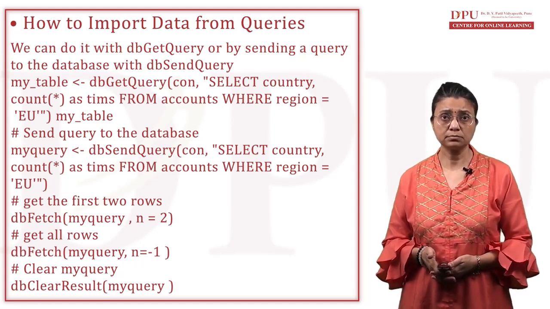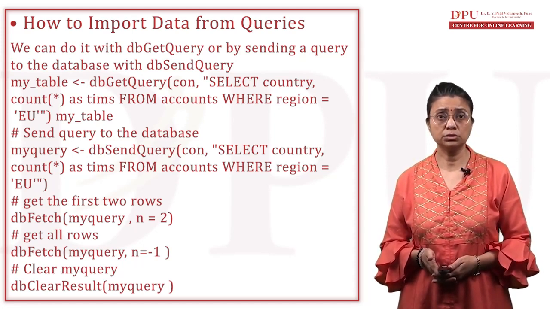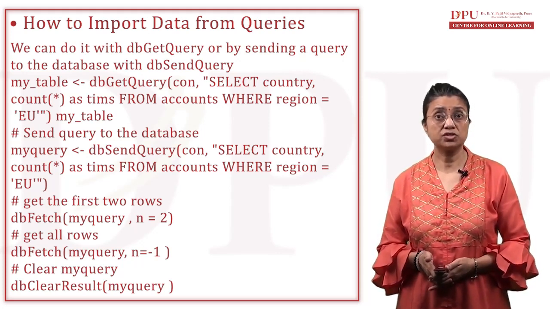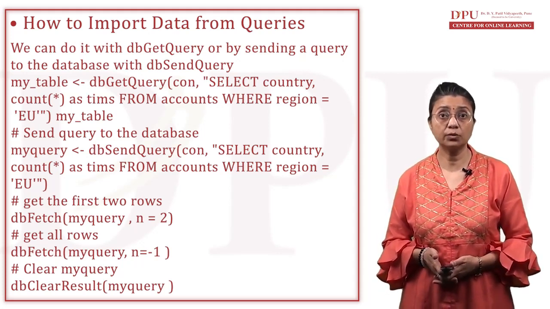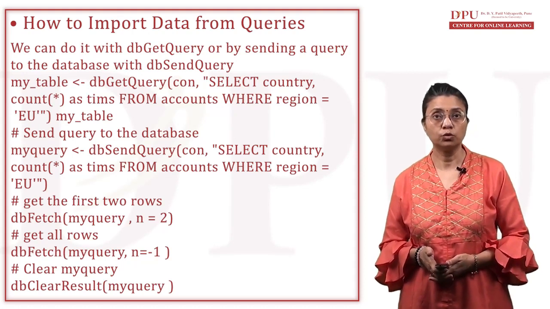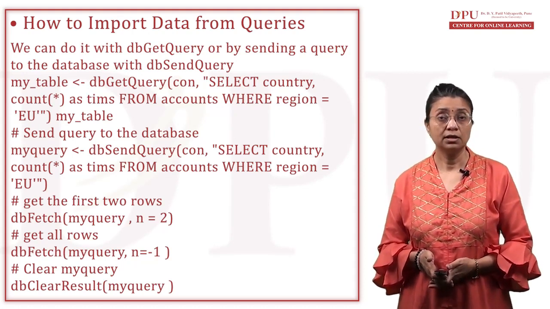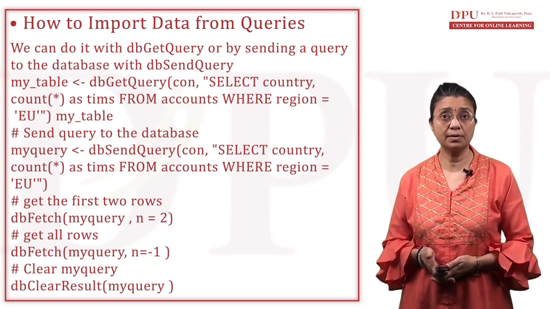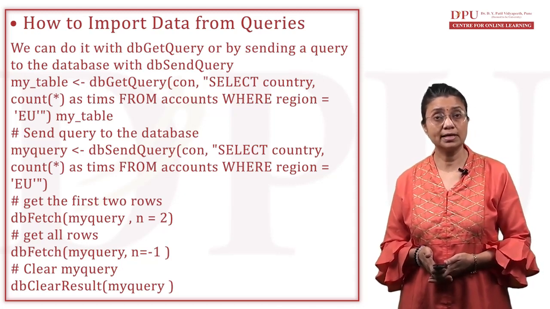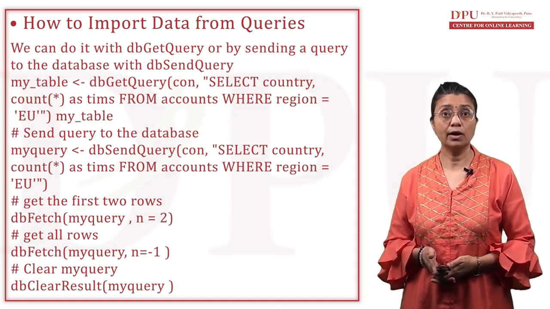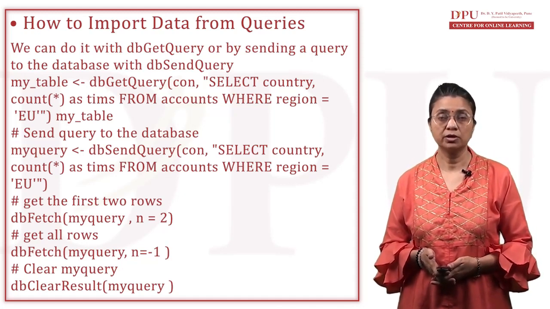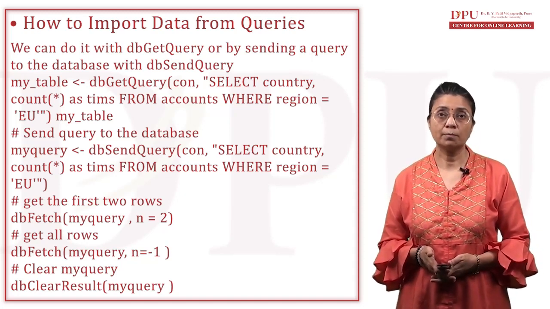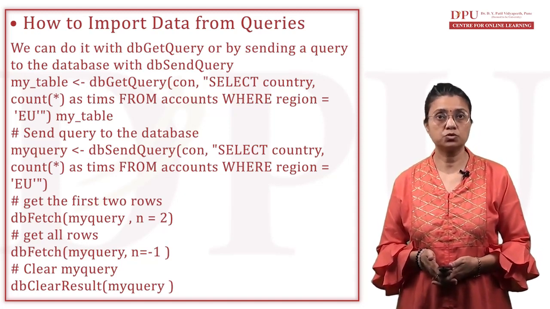Now get the first two rows with db fetch. I'm using the function db fetch and within brackets I'm passing my query, comma, n equals 2. So now have a look very closely: the variable my query I created in the previous command has gone to a database. And now I'm calling the db fetch function to get the first two rows from my output. So n equals 2.